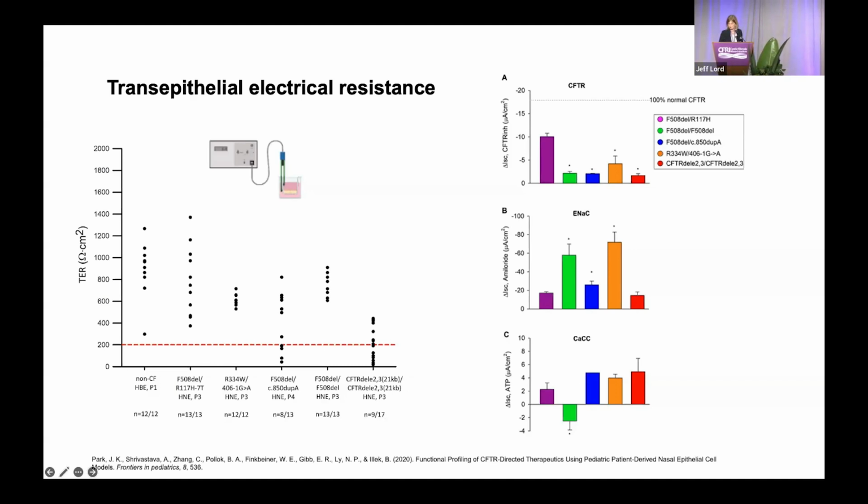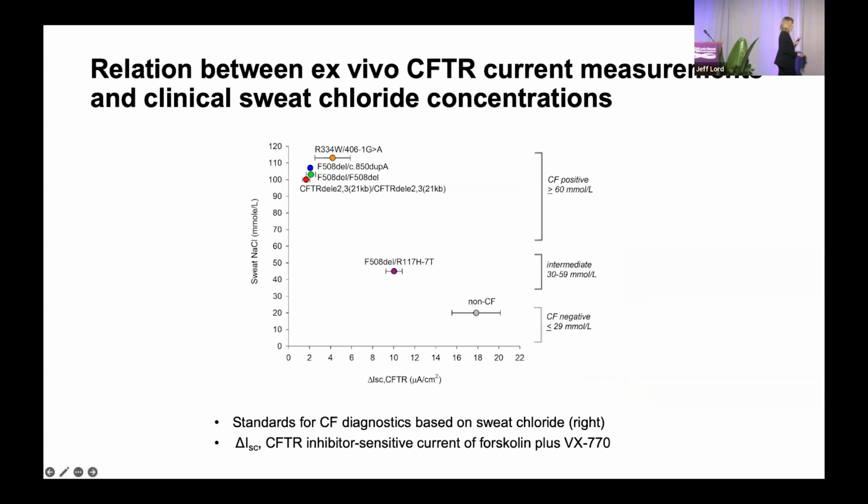However, I think it gives us a good sense of the quality of the cultures that we're generating. What is also interesting is that we plot here the chloride current versus the sweat chloride concentration. It nicely groups in these cultures. We have CF positive patients with a sweat chloride larger than 60 millimolar, and these are all the mutations that fall into this group. Then, as expected, we have the R117H 7T mutation in combination with delta F with an intermediate sweat chloride concentration between 30 and 59 millimolar. And then our negative control, the non-CF subject, is CF negative, with sweat chloride below 29.